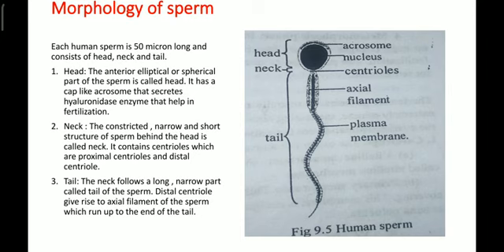Now let's discuss the morphology of the sperm. Each human sperm is 50 microns long and consists of head, neck and tail. Head is the first or anterior part of the sperm. The anterior elliptical or spherical part of the sperm is called the head. It has a cap-like acrosome that secretes hyaluronidase enzymes that help in fertilization.